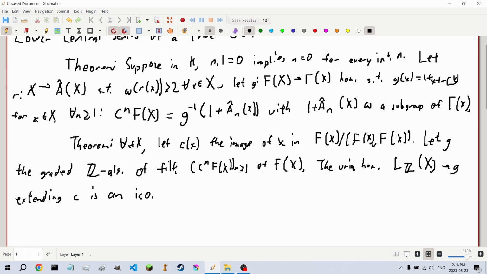So loosely speaking, the graded Lie Z algebra associated with the free group F of X is the free Lie Z algebra Lz of X.